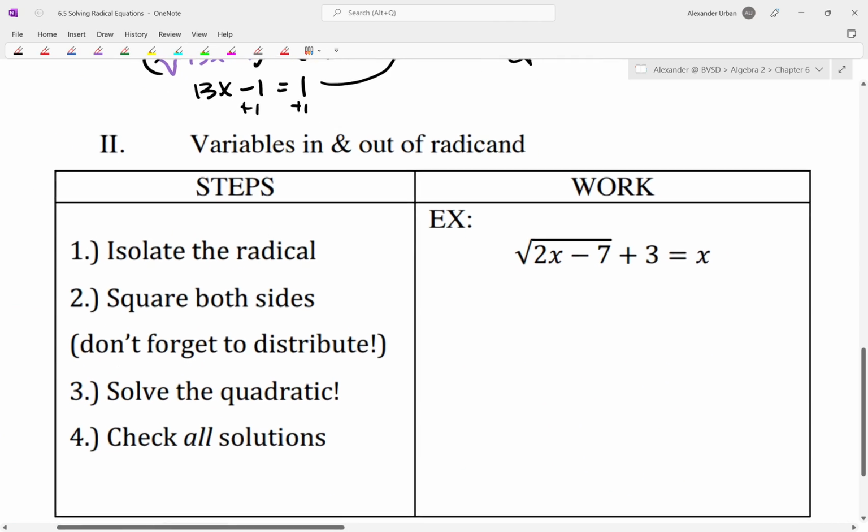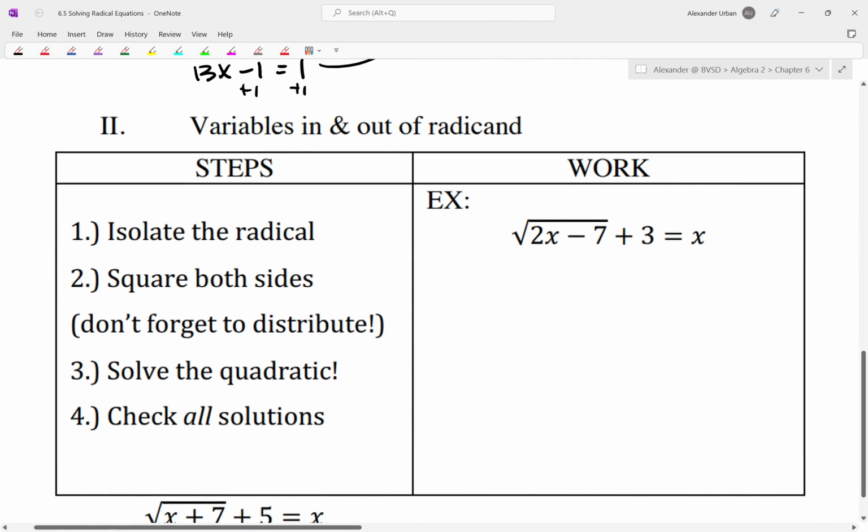So now we're going to come to the second part, which is variables inside and outside of the radicand. We have one on the inside and one on the outside. So we're going to follow our steps. We're going to isolate the radical again. We're going to square, in this case, both sides.